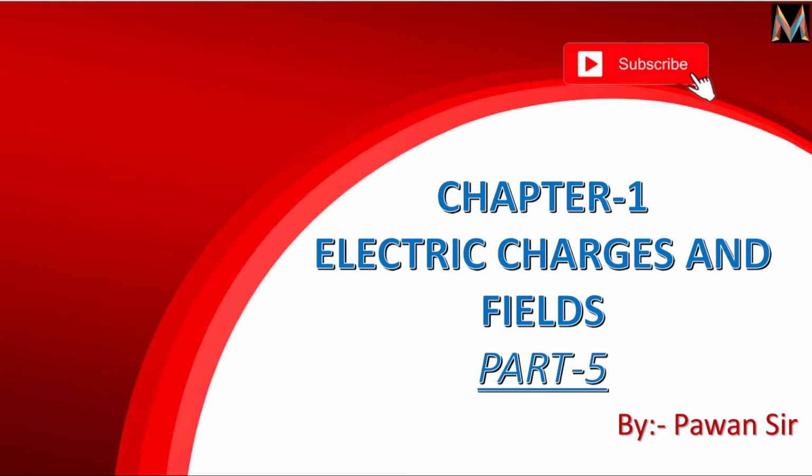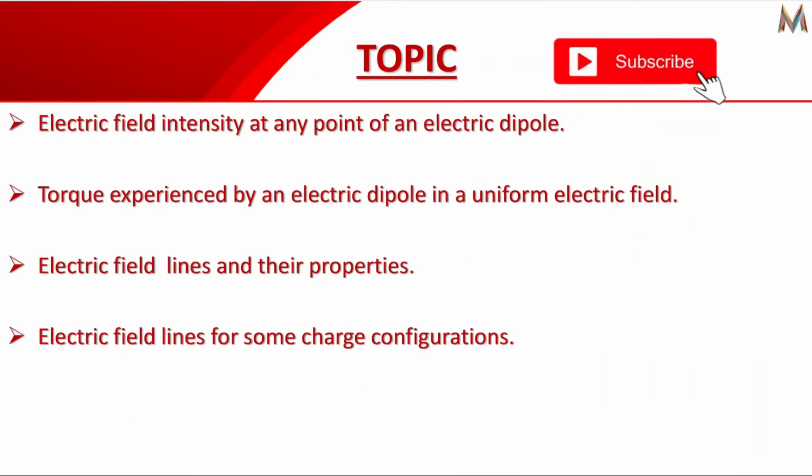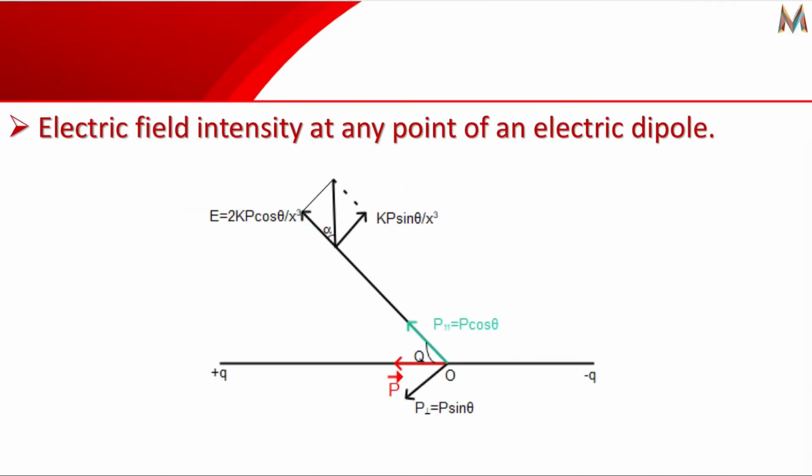I am Pawan Shah with cream of the theme series in physics, starting with class 12. We are doing chapter 1, electric charges and field. Today we will discuss part 5 of that. Topics included will be electric field intensity at any point of an electric dipole, torque experienced by an electric dipole in a uniform electric field, electric field lines and their properties, and electric field lines for some charge configurations.